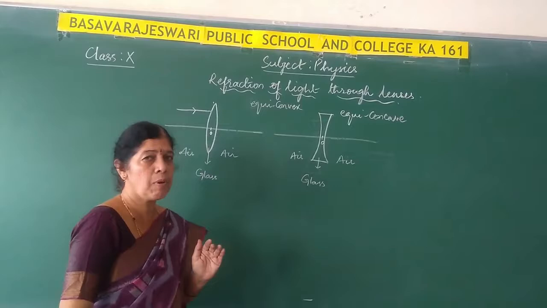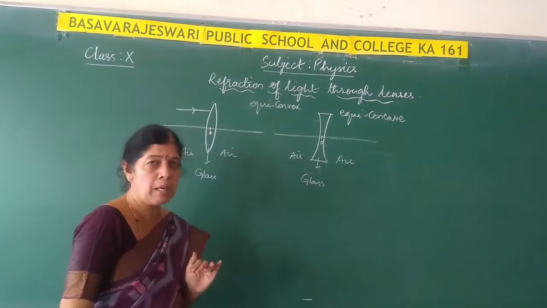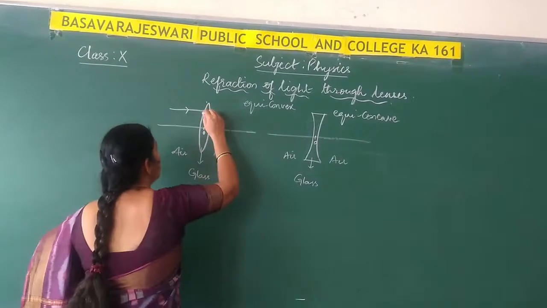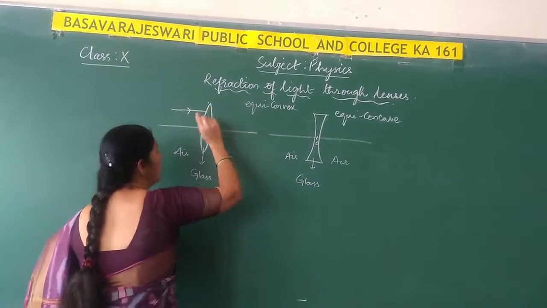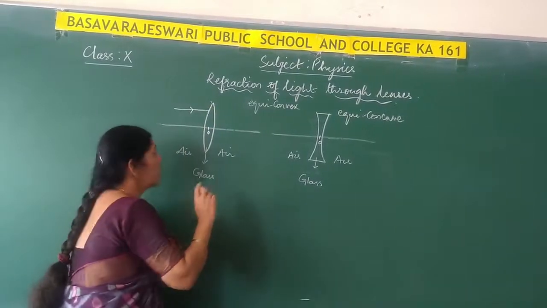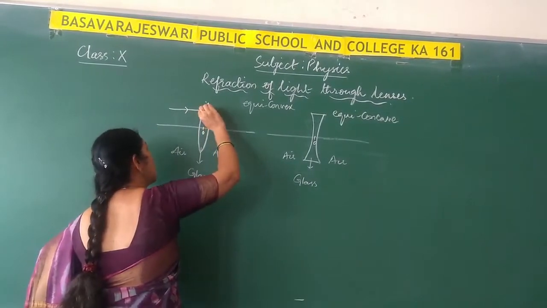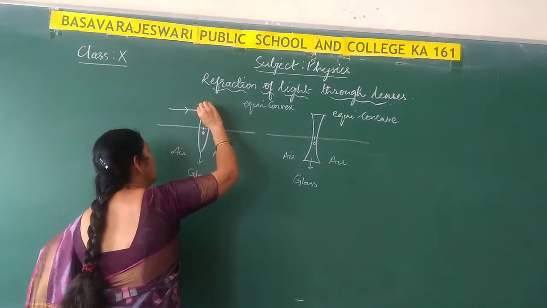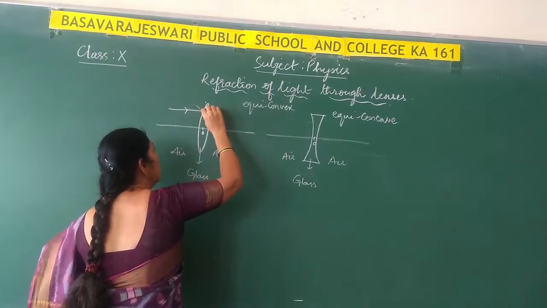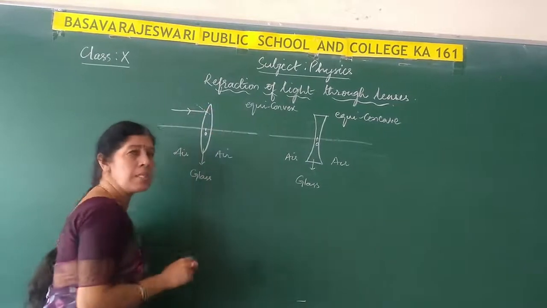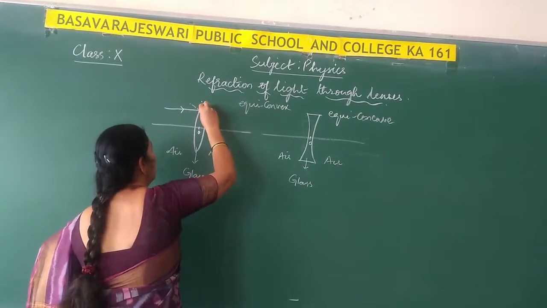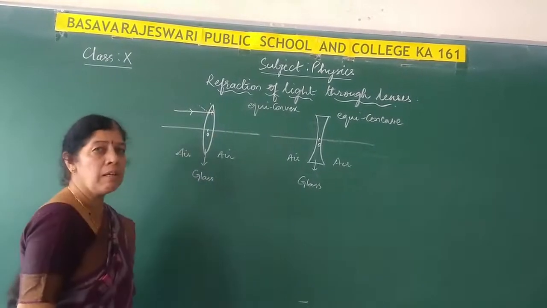So when the light ray is travelling from air to glass, how does the refracted ray bend? The refracted ray bends towards the normal. So this part I shall consider as a straight surface. This part I shall consider as a parallel surface. Okay, here for this surface I shall draw a normal. So if I draw a normal, then how does the light ray bend? The light ray bends towards the normal. Like this, the light ray will bend inside the lens.